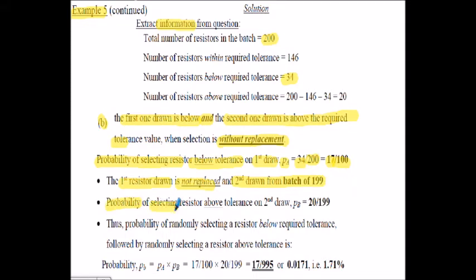So the probability of selecting a resistor above required tolerance on the second draw, I've called that PB here, is 20. That's the number of resistors above the required tolerance over a batch size which is now 199. Thus the probability of randomly selecting a resistor below required tolerance followed by randomly selecting a resistor above the required tolerance is given by PA times PB, which is 17 upon 100 multiplied by 20 upon 199. That gives a probability of 17 divided by 995, or in decimals 0.0171, which is 1.71%.